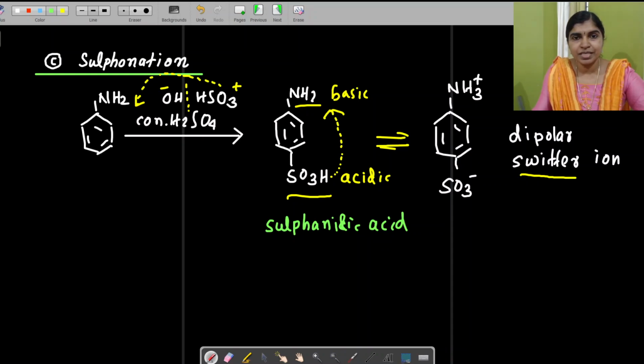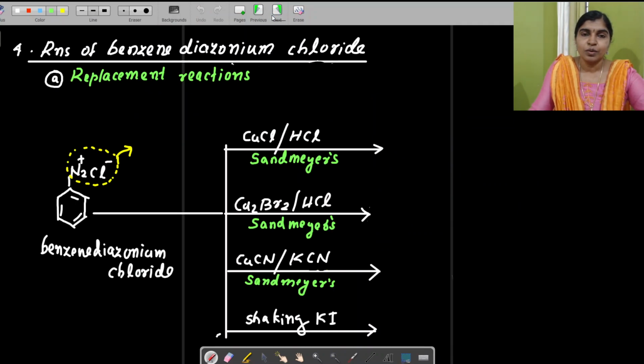Okay, so that is a best reagent for the preparation of the sulfa drugs. So this is a very important compound, and also remember the term Switter ion. Okay, then the next reaction that is related to the benzene diazonium chloride. What is the speciality of the benzene diazonium chloride? How it is obtained? You know that is by using Sandmeyer's reaction, isn't it? The first stage of the Sandmeyer's reaction, that is diazotization. So how the diazonium chloride is obtained? That is from aniline, isn't it?